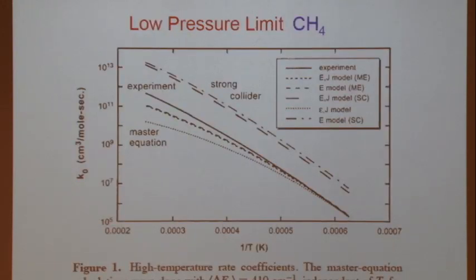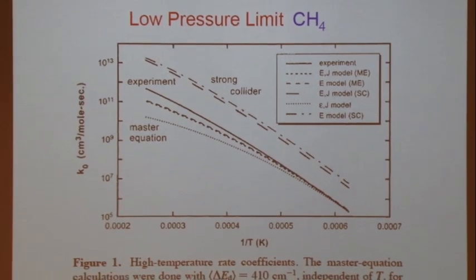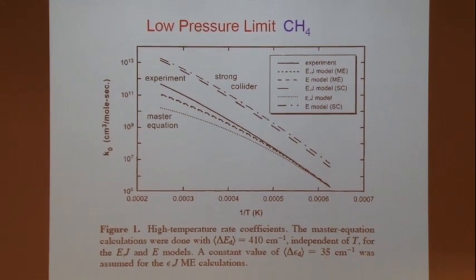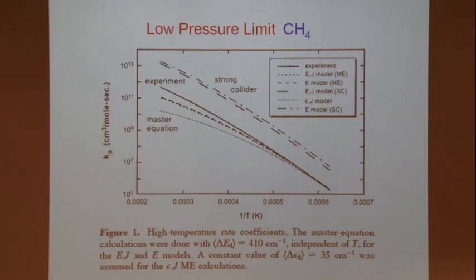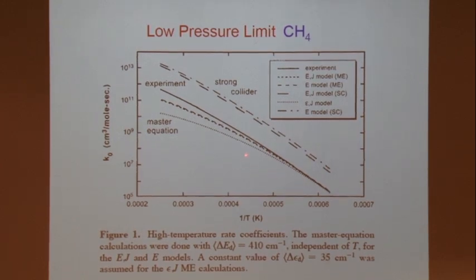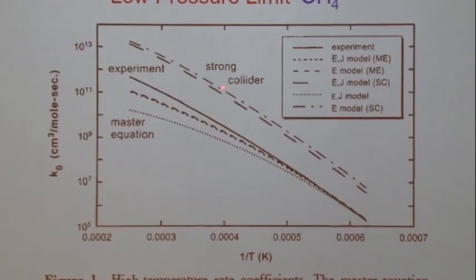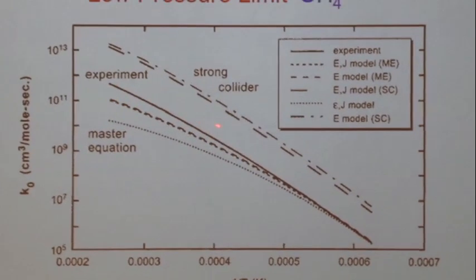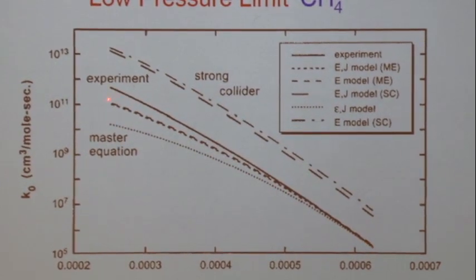Okay, let's get to some experiments. So this is for methane dissociating in the low pressure limit. What you see is the experimental measurement of how the dissociation depends on the temperature. And this is probably all at some pressure, which is not specified in my figure. Sorry, I don't know what pressure this is.